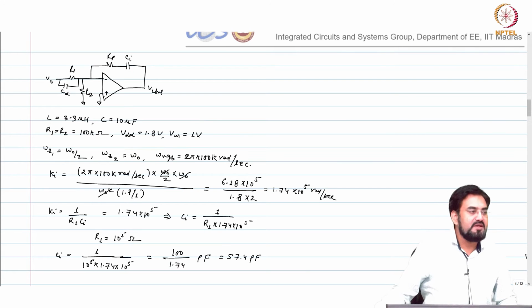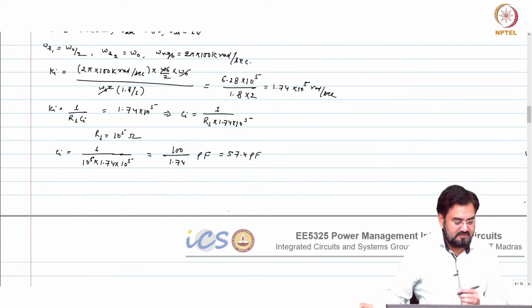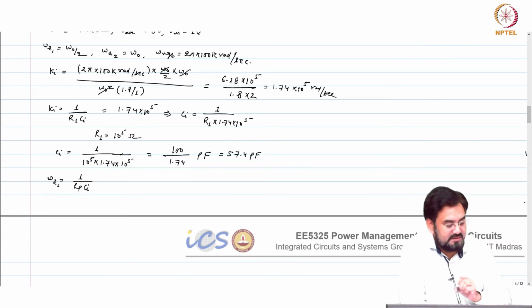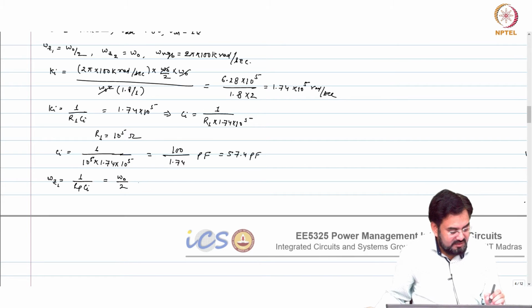How will you calculate Rp? 1 by Rp Ci is the first zero. So from there I can find that. So your omega Z1 is 1 over Rp Ci, and this is nothing but omega naught by 2, correct? So this is the one way.